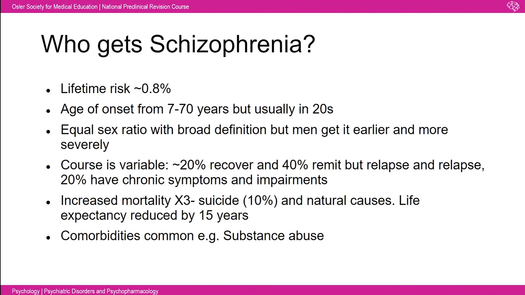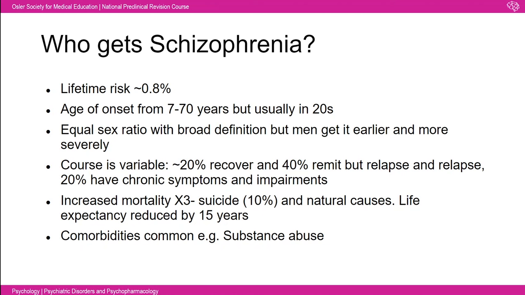So who gets schizophrenia? Everybody has a 0.8% lifetime risk of getting schizophrenia. It can occur anytime between 7 and 70, but typically occurs in the 20s or late teen years. It's actually an equal sex ratio if you have a broad definition of what schizophrenia is, but men tend to get earlier presentations and more severe presentations than women.